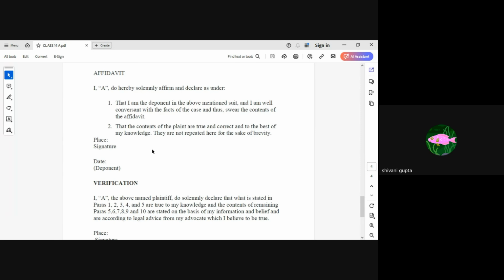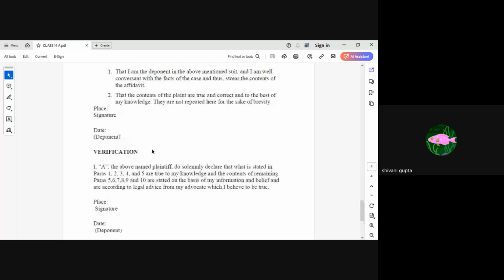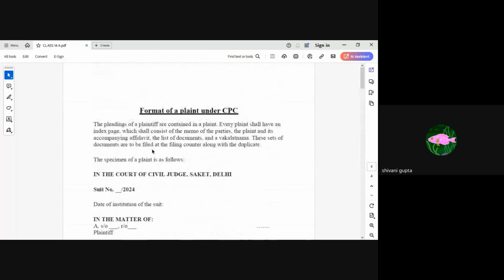Next, the plaintiff's contents are true and correct to the best of your knowledge, and one doesn't repeat it here for the sake of brevity. So these are the things that you have to put in the affidavit, along with the place, signature, and date of the deponent, and the verification must be there. Now it is the verification of that person, the deponent also, that the plaintiff solemnly declares that what is stated is true to my knowledge, and so on. So this is how the plaint is overall drafted and presented in the court.